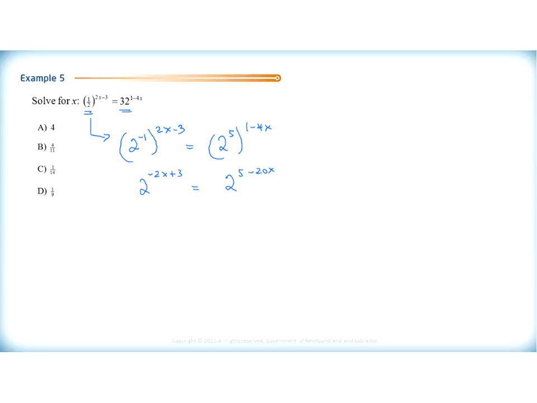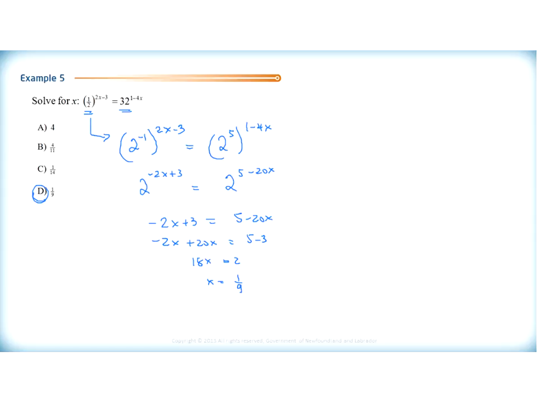There are your like bases, exponents are equal. Negative 2x plus 3 equals 5 subtract 20x. Negative 2x plus 20x equals 5 subtract 3. 18x is equal to 2. x will equal 1/9.